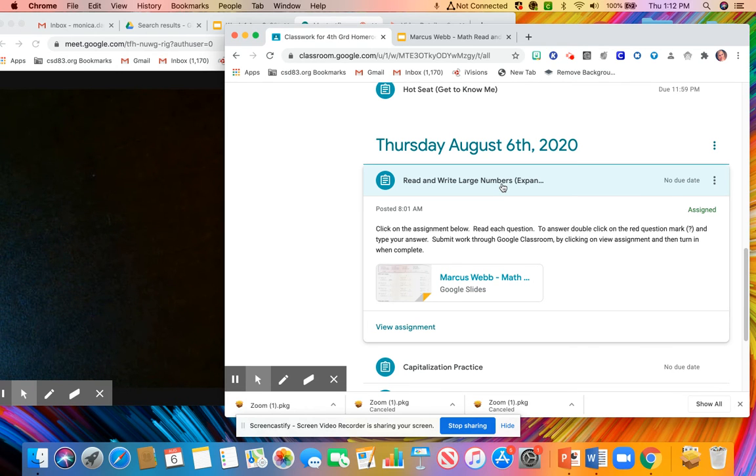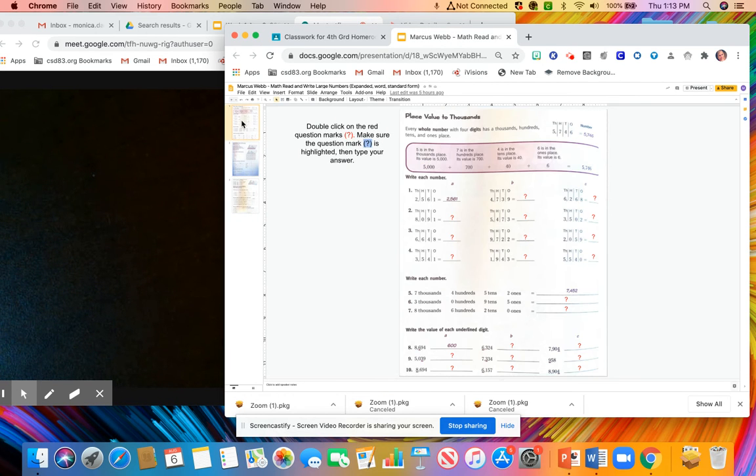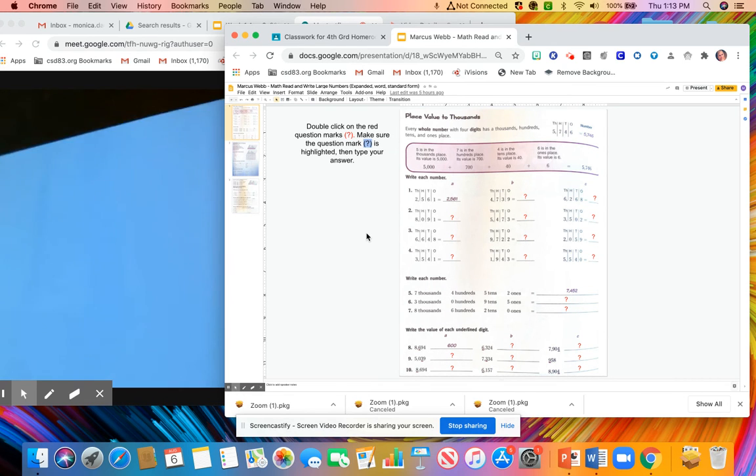I got it. When you click the assignment, you should see a math worksheet with a whole bunch of red question marks on it. Yep. Okay?